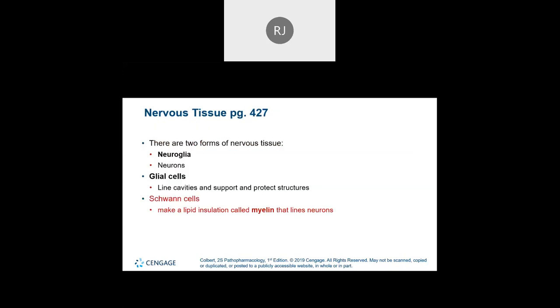Now, there are two forms of nervous tissue, the neuroglia and the neurons. Glial cells line cavities and support and protect structures. Schwann cells make up lipid insulations called myelin that lines neurons.